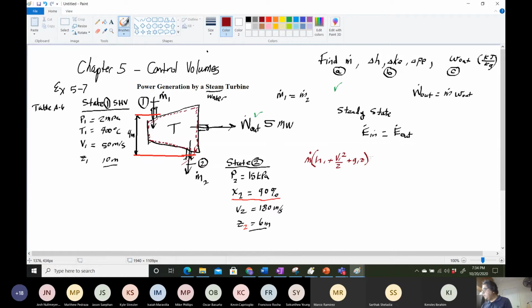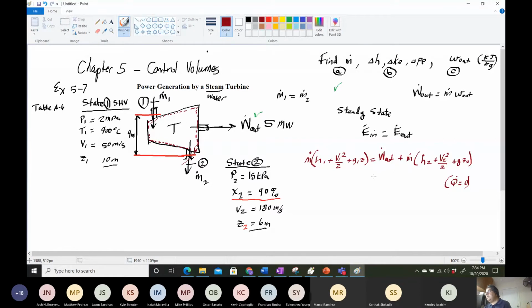Now we're going to say this is equal to everything that's coming out. Well, the first thing that's coming out is the shaft work, and then plus m dot times H2 plus V2 squared divided by 2 plus G Z2. And that's it. That's everything, because we know that Q is equal to 0. There is no heat loss here, and we're not heating it up. If heat was coming out, it would have been on this side too, on the coming out side.